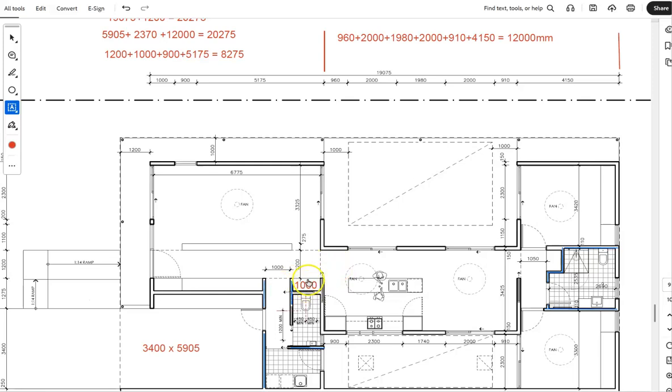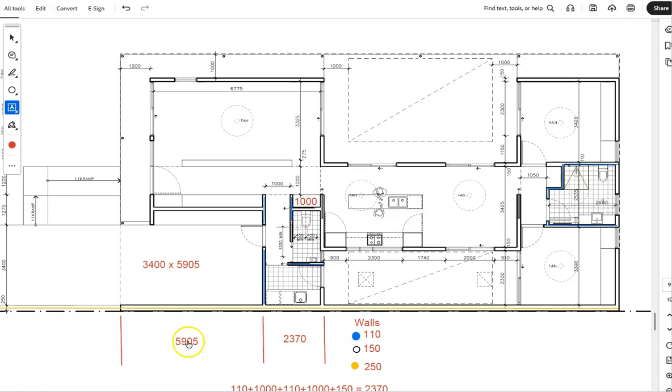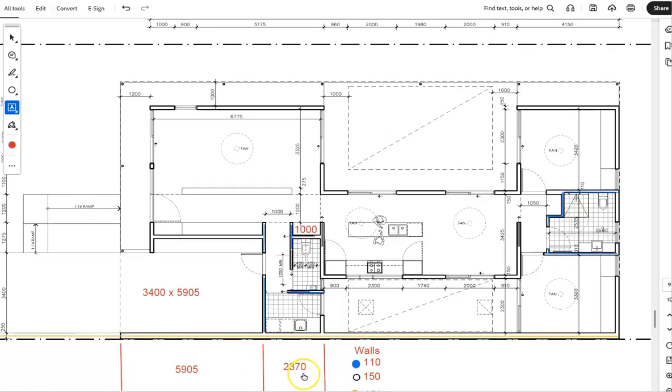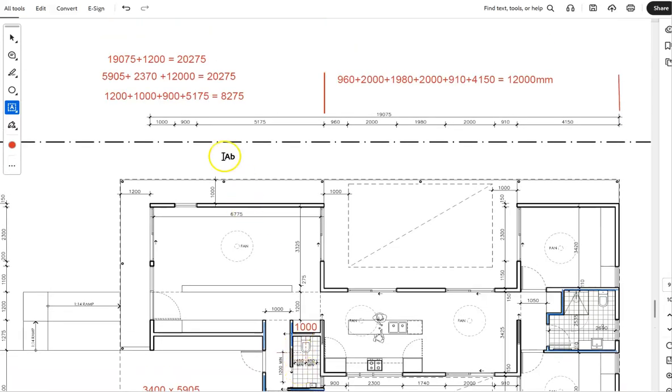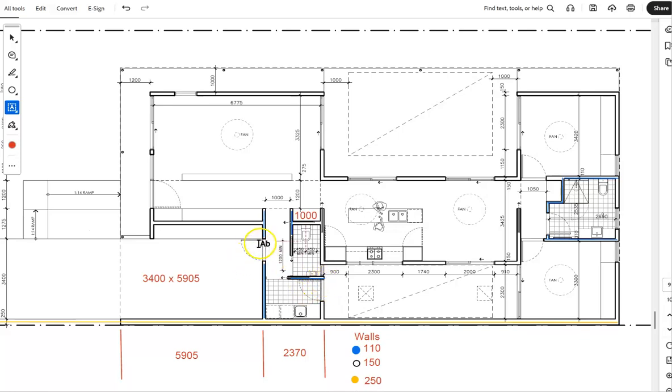Yes, I did have to have a little bit of a guess there, but now I have confirmed that this plus this, 5,905 plus 2,370 plus 12,000, does get me accurately to my total. I've also worked down and just checked a couple of other dimensions and everything works there. So that's a little snapshot of how we came up with that dimension.